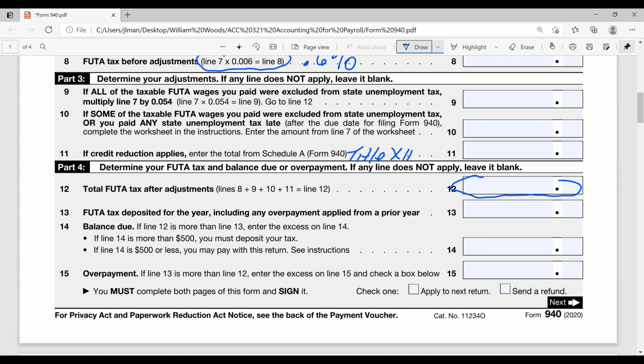Total FUTA tax after adjustments. FUTA tax deposited for the year. And then if there's a difference between 12 and 13, right? So if line 12 is more than line 13, enter excess on line 14. That's what we owe, right? And if line 13 is more, so if we deposited more than line 12, this would be refunded to us, the overpayment.